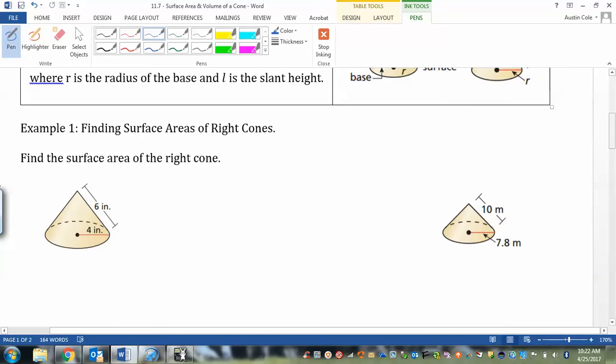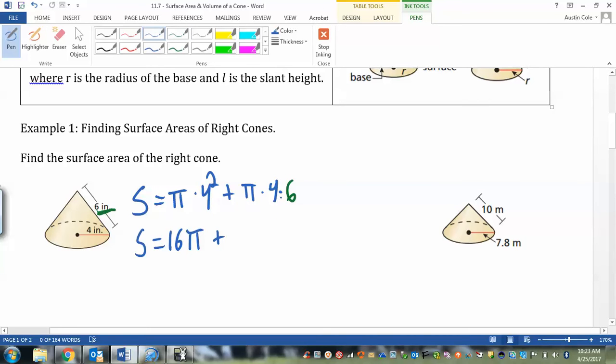So we want to find the surface area of a right cone. Do we have R? Do we have the radius? Yes. Do we have the slant height? Yes. So we're good to go. So surface area equals pi r squared. R is that 4 or 6? 4. Plus pi times r, which we said is 4, times L, the slant height, which is this part here, which is 6.